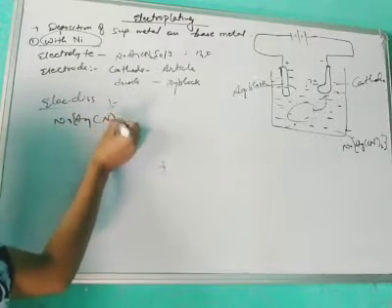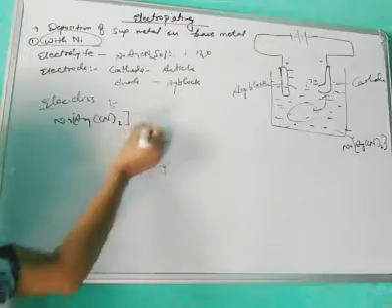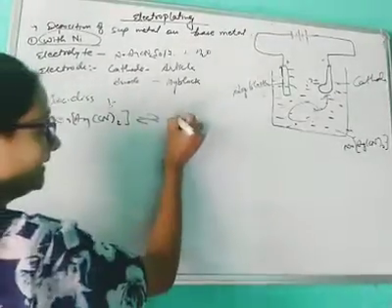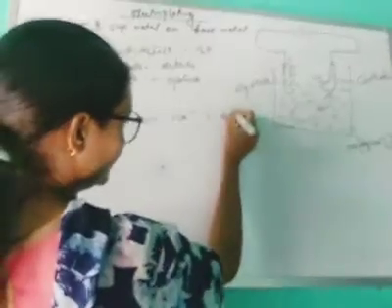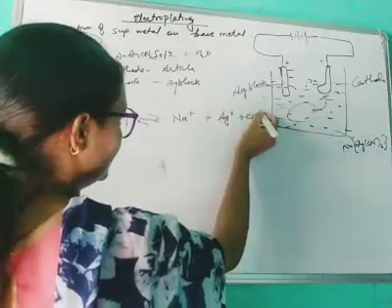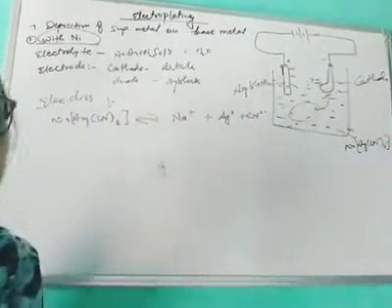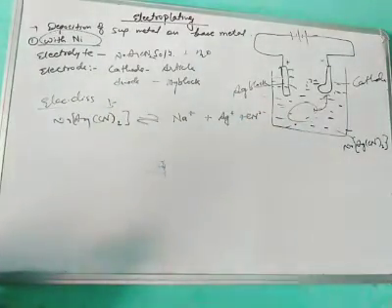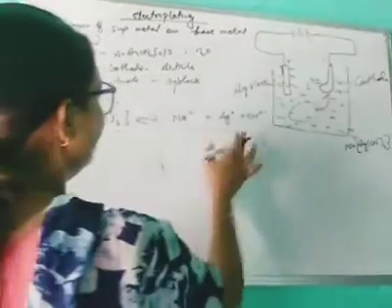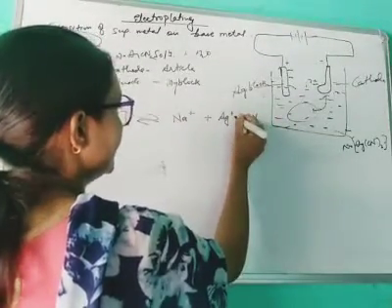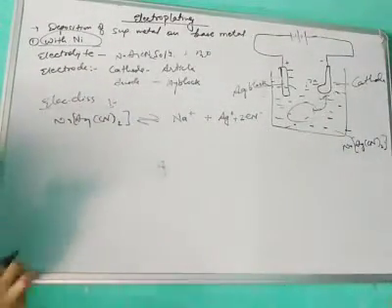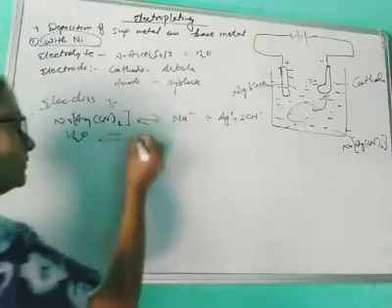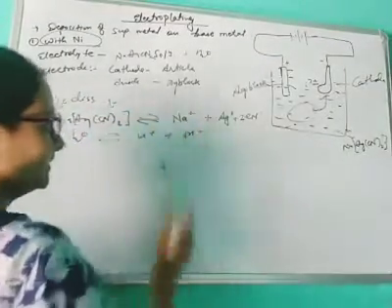2NaCl, so it will break down into Na positive plus Ag positive plus 2Cl negative, according to its valency. We have 2Cl negative. Next, water: you have to break it down as H positive and OH negative.